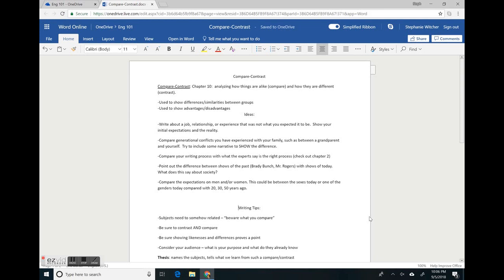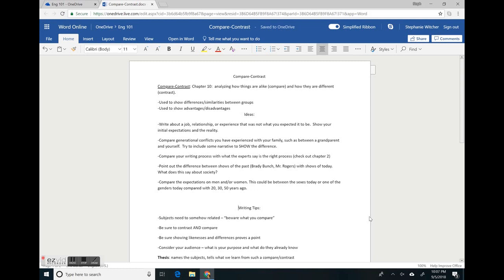Another idea is to compare your writing process with what the experts say is the right type of process. So, do you follow what the experts say is the correct writing process? You can check out the beginning chapters of the book where it talks about the writing process, or go back to your notes and make some compare and contrast there. This one's another great one. Anything about technology is a great compare contrast. The example I'm giving here is the difference between shows of the past with shows of today. And maybe, what does this say about society?